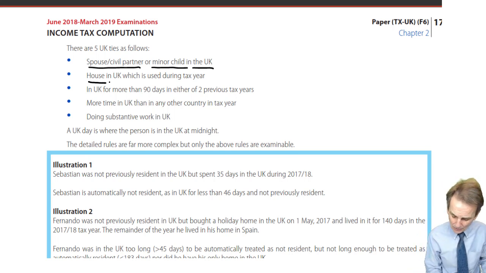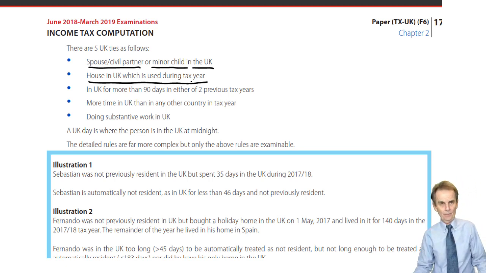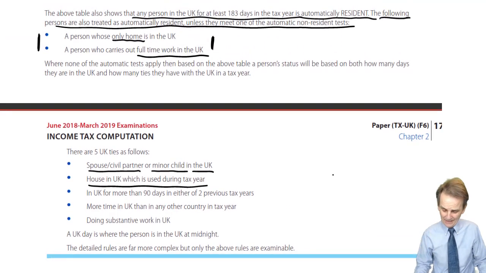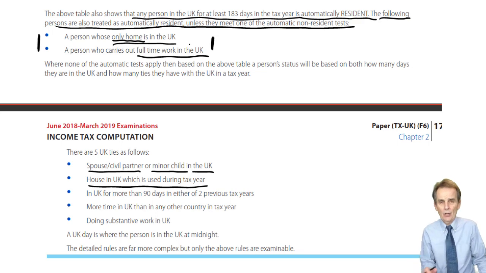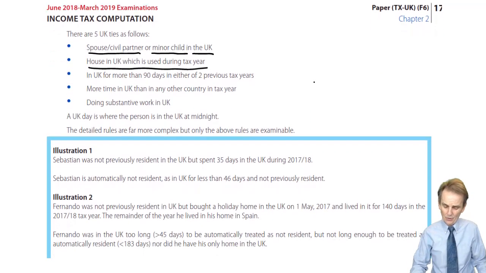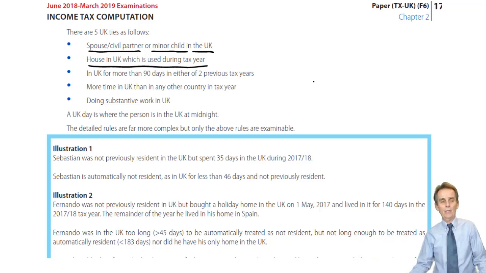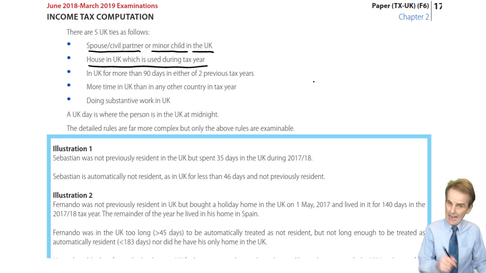If you have a house in the UK which is used during the tax year, obviously if your only home is in the UK, then this is not about a ties test, you're automatically UK resident. So you may have someone, of course, who's got both property in the UK and property or properties overseas as well. So it's not their only home. If they have such a house in the UK, that is a tie to the UK.